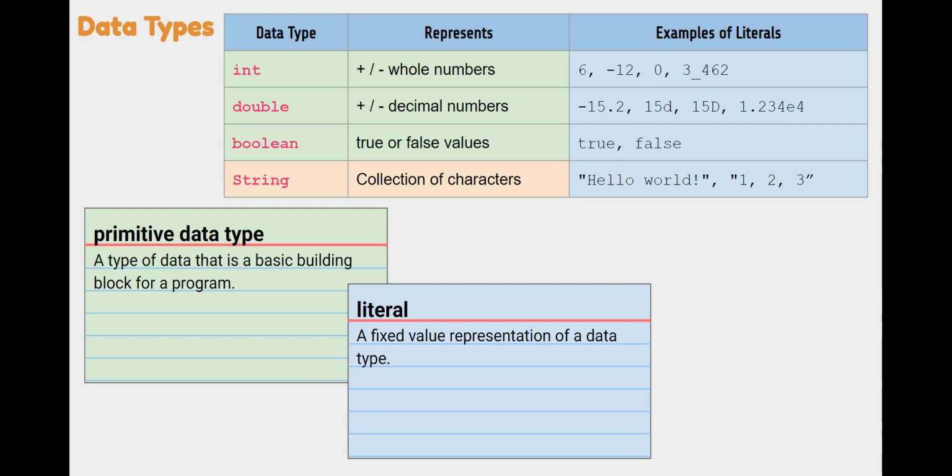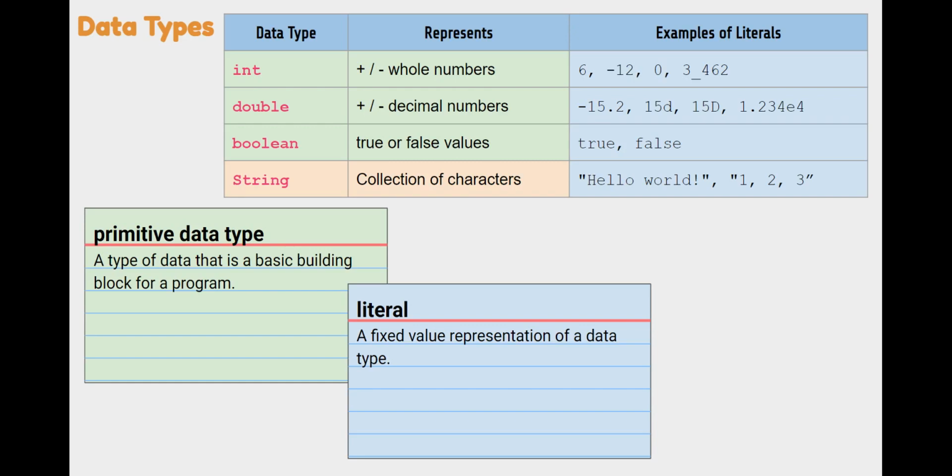We could also put a capital D at the end of the number. So we could say 15 capital D. Java will know to use that as a decimal number and not as a whole number. And we can use scientific notation to write our decimal numbers as well. So we have 1.234E4. That's the same thing as saying 1.234 times 10 to the positive fourth, which would be 12,340.